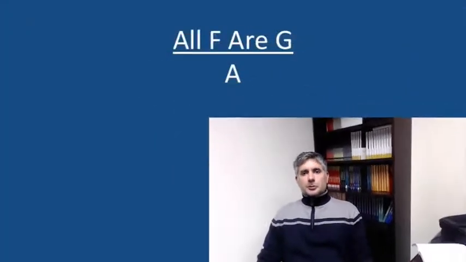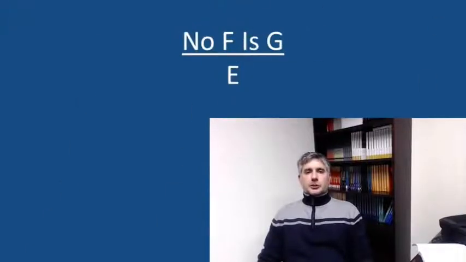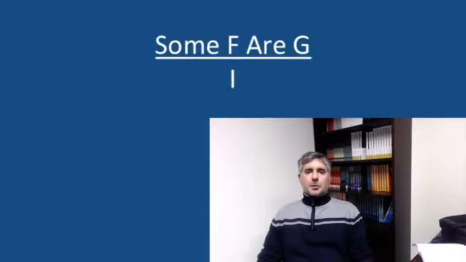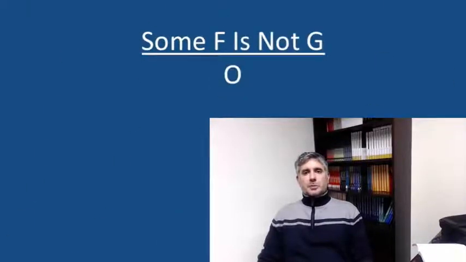It'll be useful for us to label the four kinds of propositions that we've been talking about. Propositions of the form all F are G, we're going to label with the uppercase letter A. Propositions of the form no F is G, we're going to label with the uppercase letter E. Propositions of the form some F are G, we're going to label with an uppercase letter I, and propositions of the form some F is not G, we're going to label with an uppercase letter O.